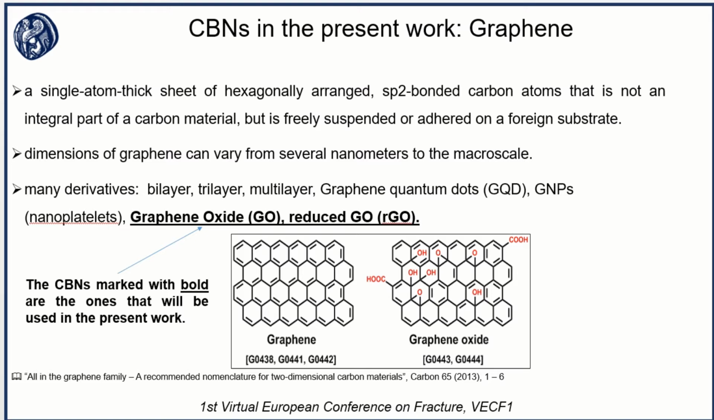Graphene is a single atom thick sheet of hexagonally arranged sp2 bonded carbon atoms that is not an integral part of a carbon material, but is freely suspended or adhered on a foreign substrate. Dimensions of graphene can vary from several nanometers to the macro scale. It forms parallel levels. There are many derivatives of graphene, but in the present work we used graphene oxide and reduced graphene oxide.